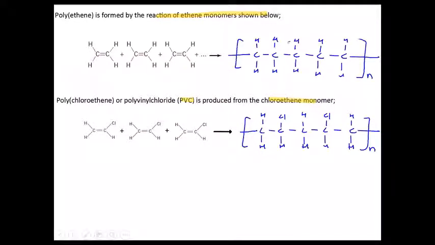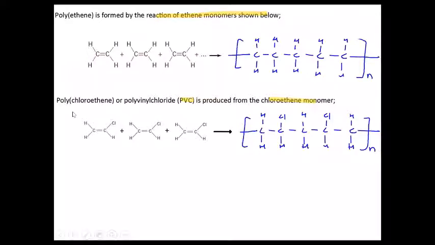These are all CH2, CH2, CH2. With this line that cuts through your bracket, it implies that it could have gone longer than this, and the n would be for how many repeats, how many amounts. You'll see some examples later of how we do this.